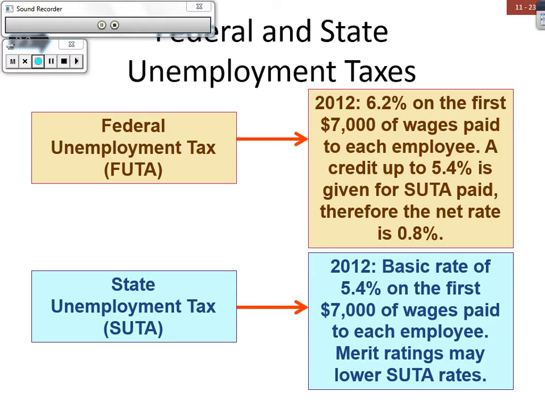Now, the most confusing thing about FUTA and SUTA, when they say here a credit up to 5.4% is given for SUTA paid, they are talking about on the employer side. Sometimes when an employer decides to contribute to SUTA throughout the year, they get what is called some type of credit or leniency.